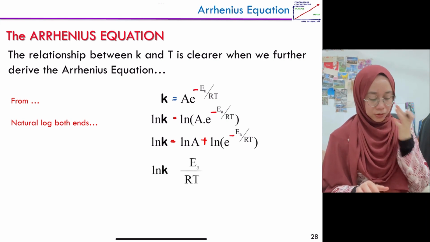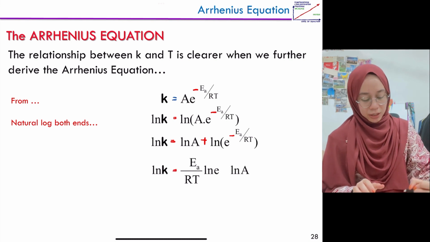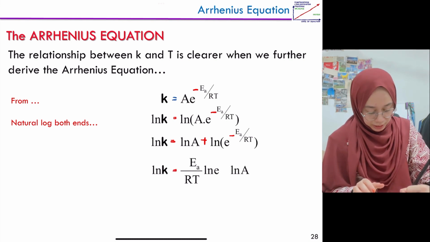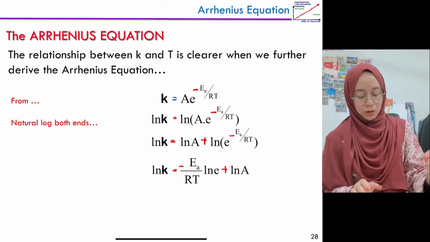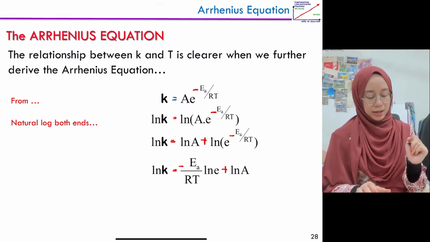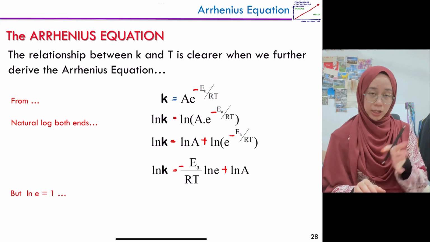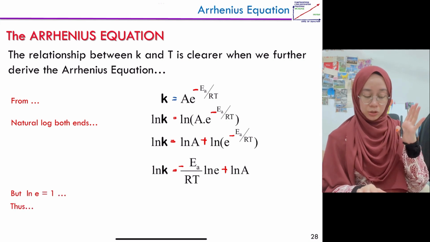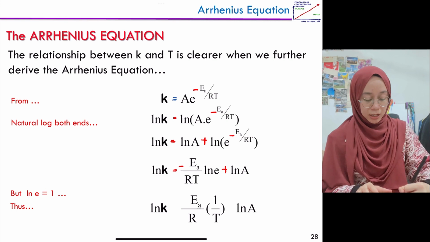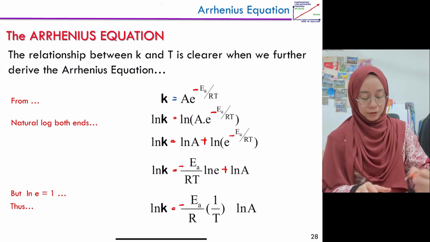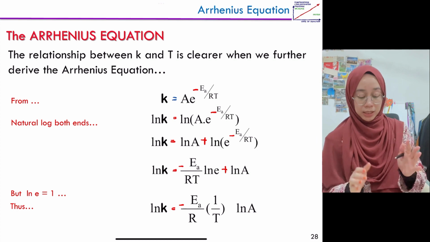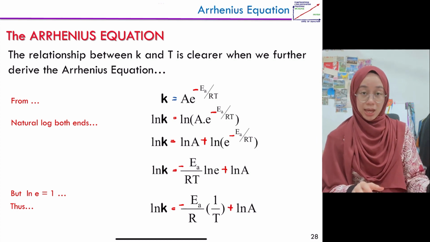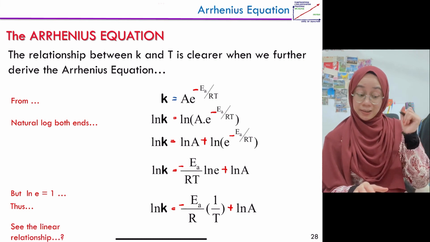Okay, so kita akan dapat ln K equals to negative EA over R ln E plus ln A. Okay, and then bila ln E is equals to 1, so substitute masuk, therefore kita akan dapat ln K equals to negative EA over R dalam kurungan 1 over T plus ln A. Okay, so see the linear relationship.